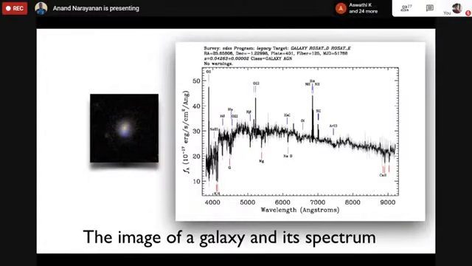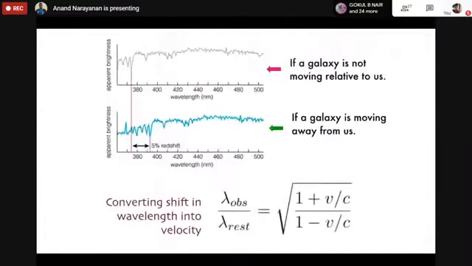Okay? So by identifying these lines and by identifying where these lines fall in the observed spectrum, astronomers can measure the redshift of these galaxies. And once you measure the observed wavelength of lines, and if you know the rest, the laboratory wavelengths of those lines, then we can calculate the velocity along our line of sight of that galaxy relative to us. That is the radial velocity of that galaxy relative to us, okay, using this expression.